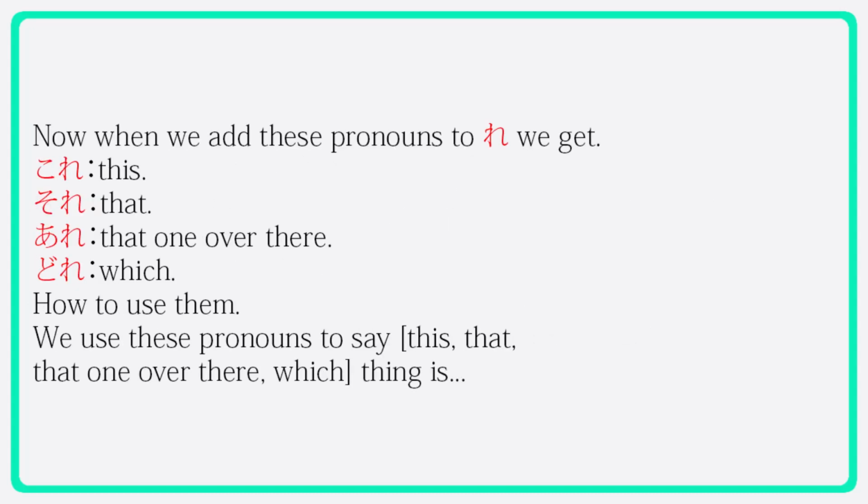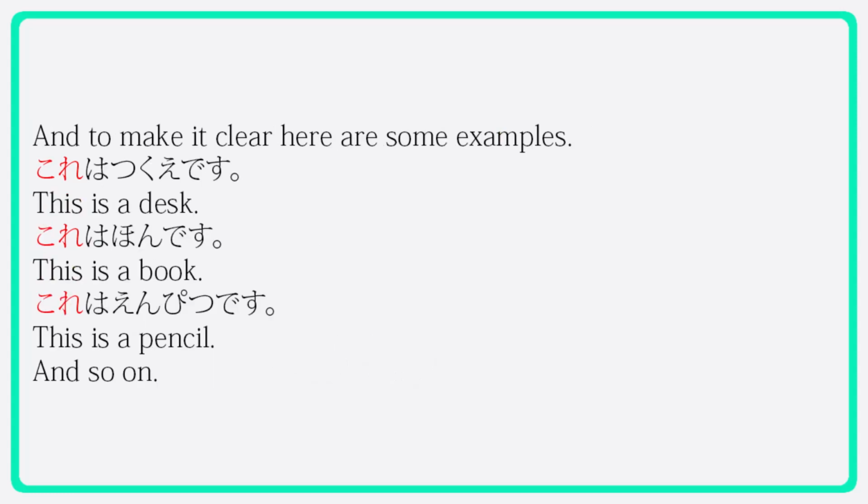Now, when we add these pronouns to re, we get kore, this, sore, that, are, that one over there, dore, which. How to use them? We use these pronouns to say this, that one over there, which thing is. And to make it clear, here are some examples.